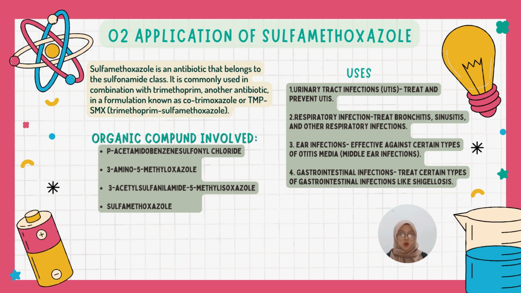Next, the organic compounds involved in sulfamethoxazole are p-acetamidobenzene sulfonyl chloride. Next, 3-amino-5-methylisoxazole. Next, N-acetylsulfonamide, 5-methylisoxazole, and the last one is sulfamethoxazole.